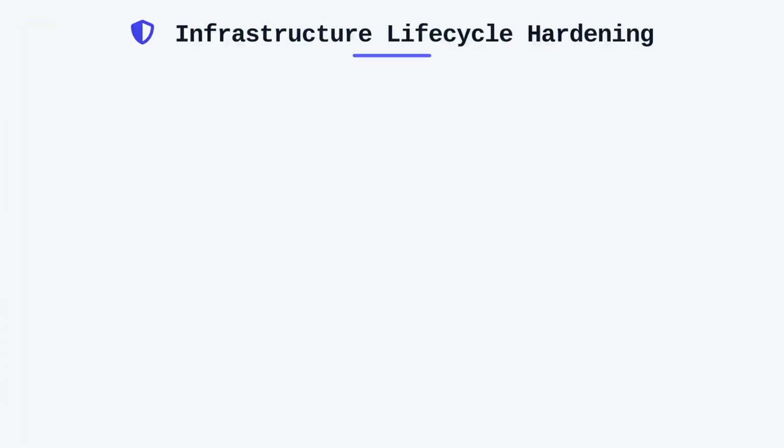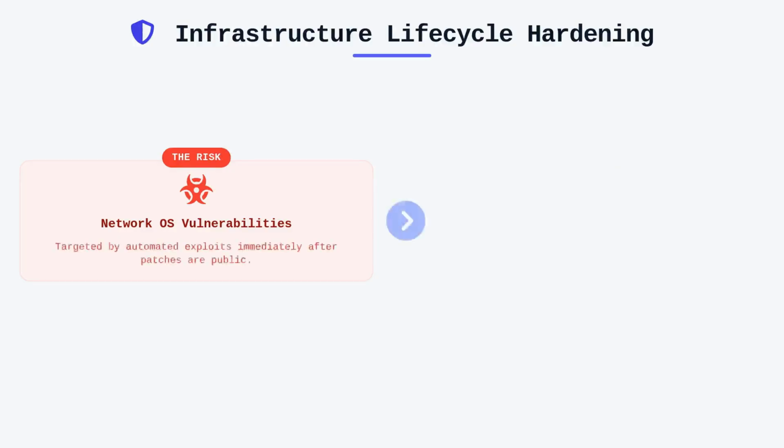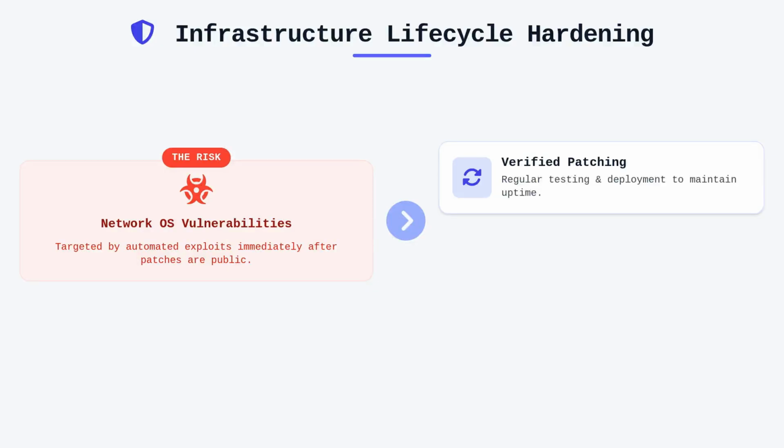The lifecycle of your infrastructure depends heavily on how you handle firmware patch management and boot integrity. Vulnerabilities often reside in the operating systems of networking gear, which are frequently targeted by automated exploits once a patch becomes public. You need a regular, verified process for testing and deploying updates that does not compromise uptime, combined with secure boot configurations. Secure boot ensures that the device only loads software that has been digitally signed by the manufacturer, preventing persistent rootkits from embedding themselves into the hardware.